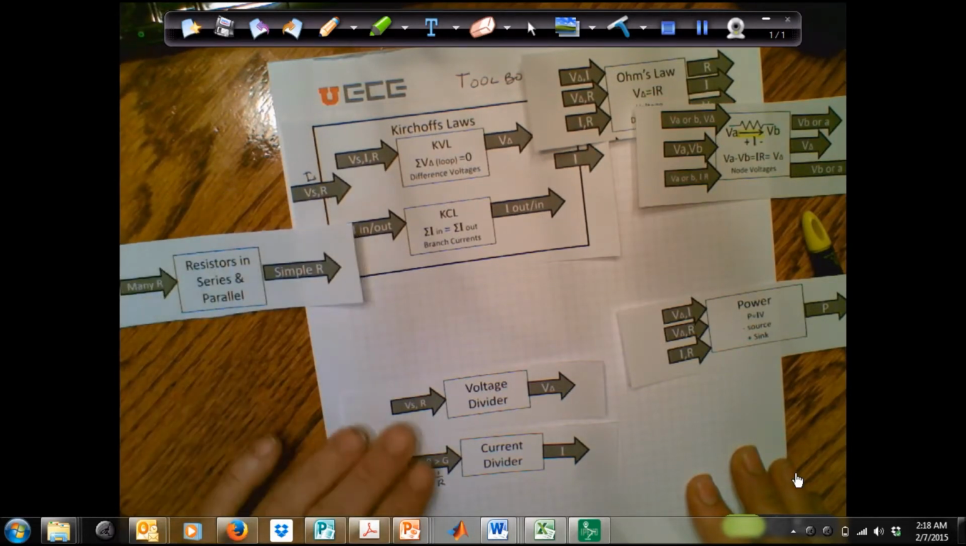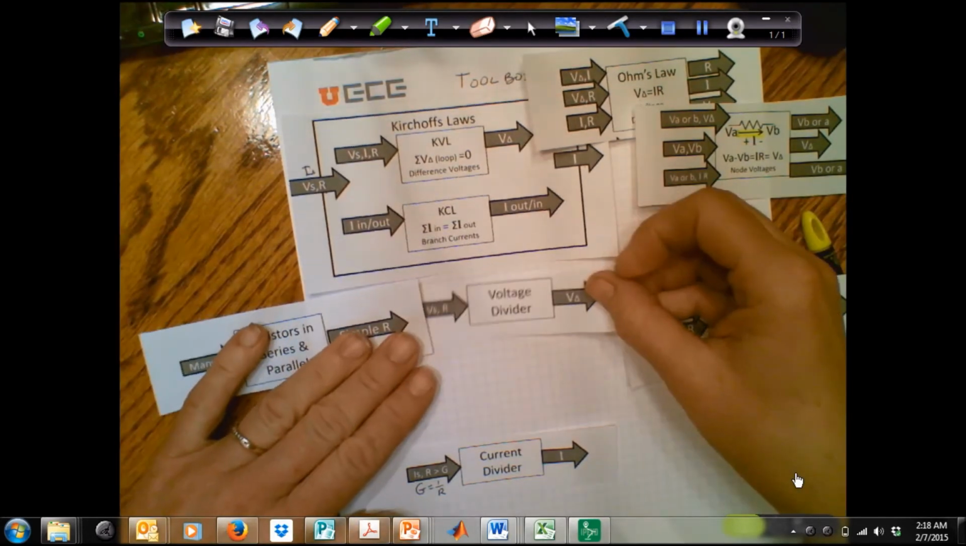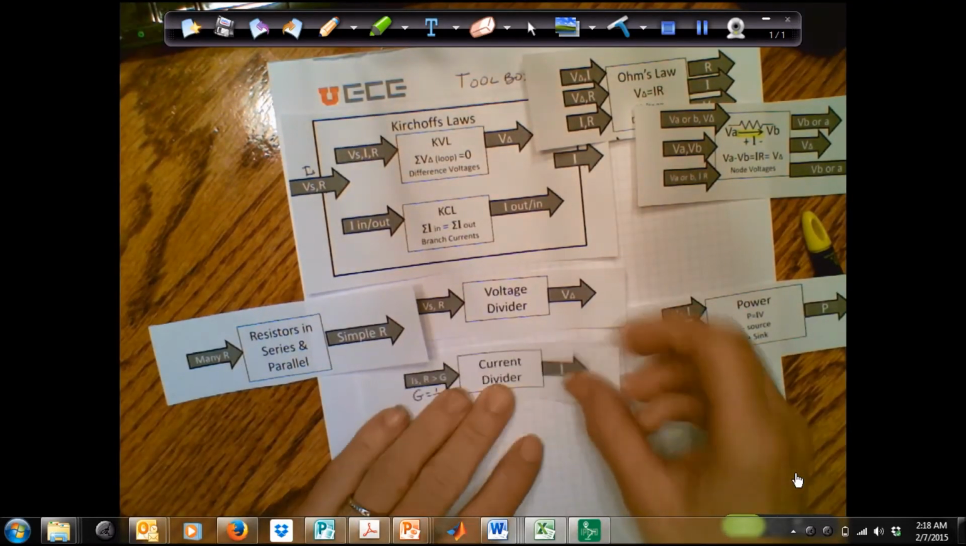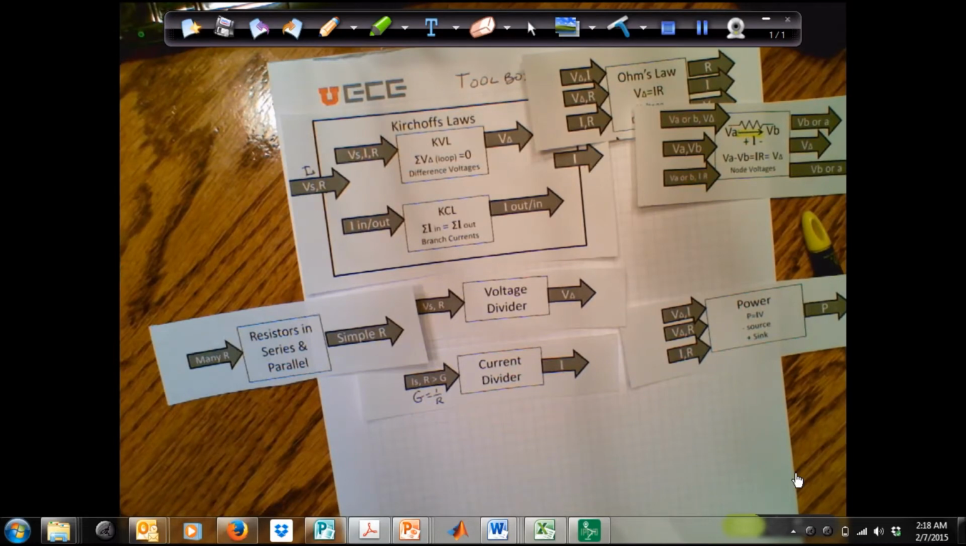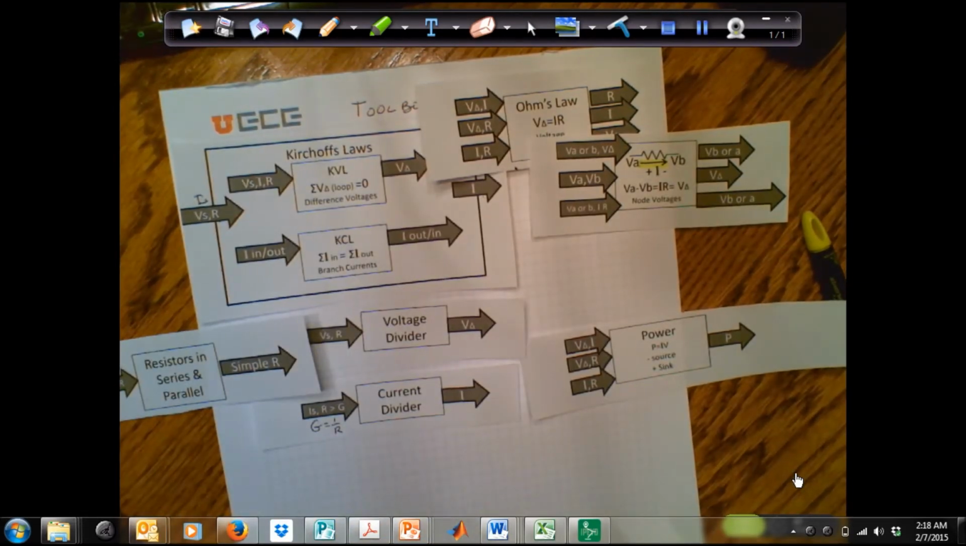So we could have used this one first, and sometimes we might use voltage dividers in place of Kirchhoff's laws, or current dividers in place of Kirchhoff's laws. So we can use these particular sets of equations to be able to solve for the voltages and currents in our circuit. In the next section of the class, what we're going to do is add a few more tools. Particularly, we're going to add node voltage equations that often replace our Kirchhoff's laws.